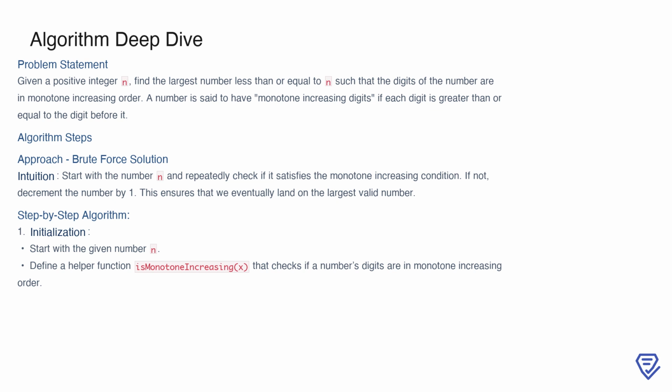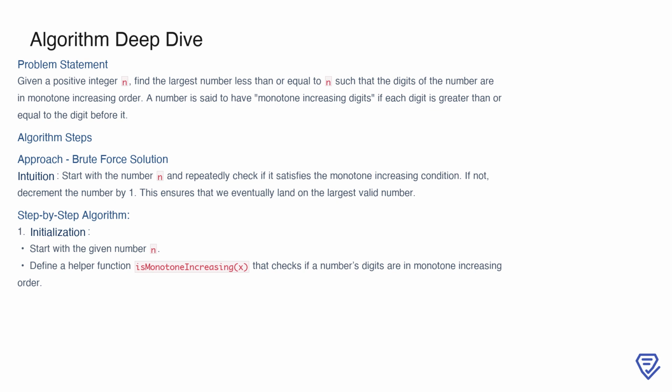To solve this problem, we start with a basic brute force approach. The intuition behind this method is straightforward. We begin with the number n and repeatedly check if it satisfies the monotone increasing condition. If it doesn't, we decrement the number by 1 and check again. By doing this, we ensure that we will eventually reach the largest valid number.